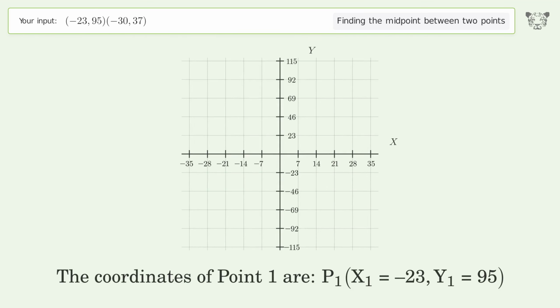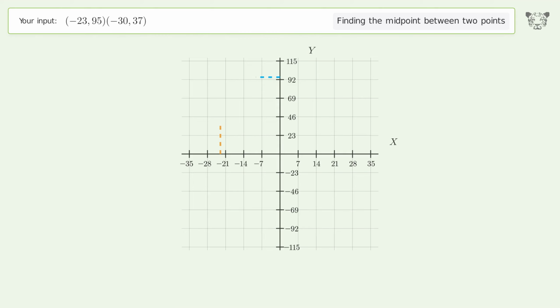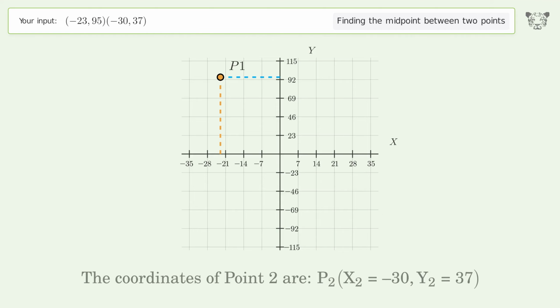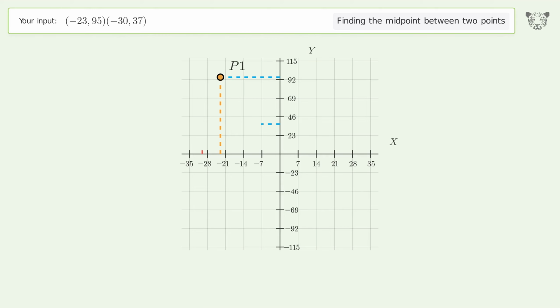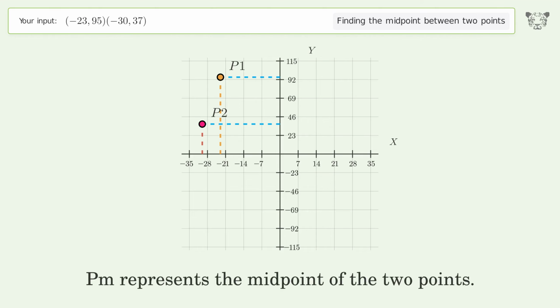The coordinates of point 1 are, x1 equals negative 23, y1 equals 95. The coordinates of point 2 are, x2 equals negative 30, y2 equals 37. PM represents the midpoint of the 2 points.